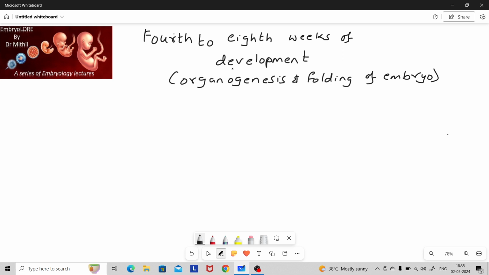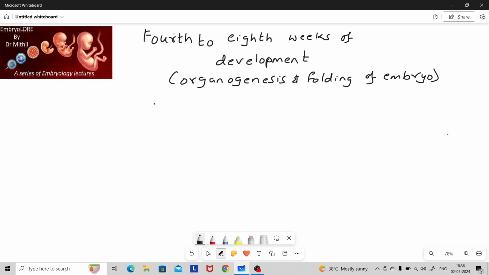So here, apart from this, we will be learning about the connecting stalk during the 5th week, the external features of the 8 week old embryo, and different important events happening during these 4th to 8th weeks.